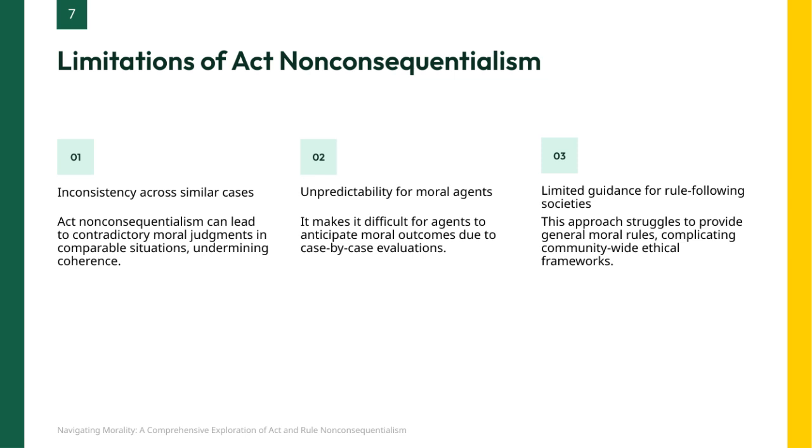Second, there's unpredictability for moral agents. Since evaluations are made on a case-by-case basis, it becomes difficult for individuals to anticipate moral outcomes, which complicates decision-making. Lastly, this approach offers limited guidance for rule-following societies. It struggles to establish general moral rules, making it challenging to build community-wide ethical frameworks that everyone can follow consistently. These points highlight some critical challenges we need to consider.